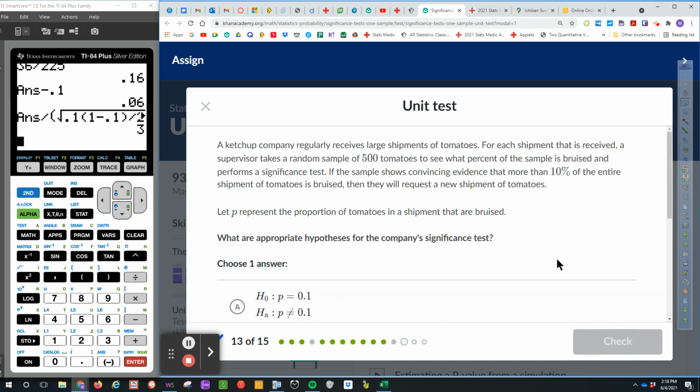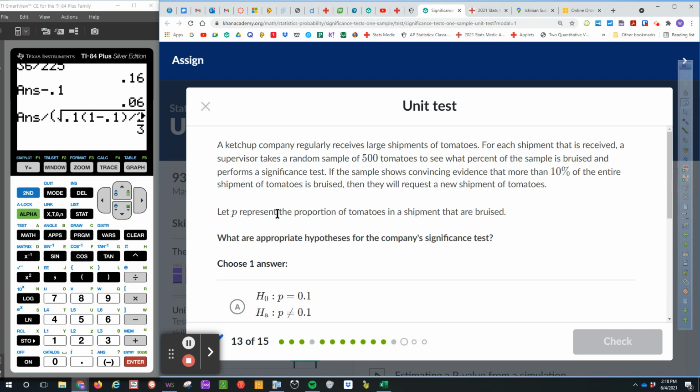So a ketchup company regularly receives large shipments of tomatoes. For each shipment that is received, a supervisor takes a random sample of 500 tomatoes to see what percent of the sample is bruised and performs a significance test. If the sample shows convincing evidence that more than 10% of the entire shipment is bruised, then they will request a new shipment. So if we have evidence showing that P is greater than 10%, then we will reject.